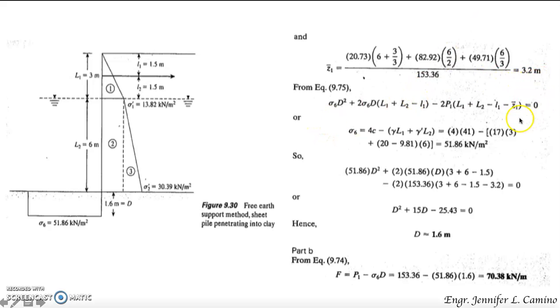And you have this equation, or simply you have sigma sub 6. You try to get the value for sigma sub 6, which is 51.86 kilonewton per meter squared. So once you have your sigma sub 6, you simply substitute into this equation so that you can solve for the theoretical depth of penetration, which is 1.6 meters. And from the force of the anchor rod equal to this equation, that is now equivalent to 70.38 kilonewton per meter.